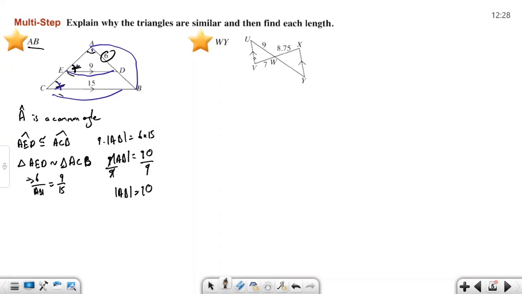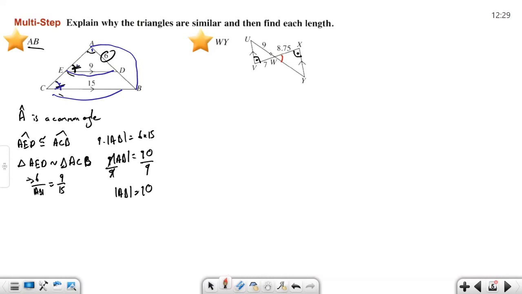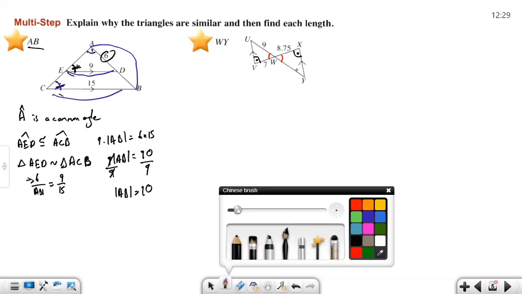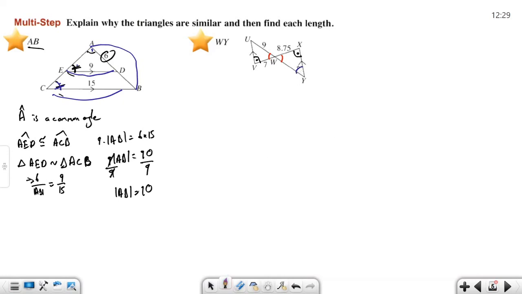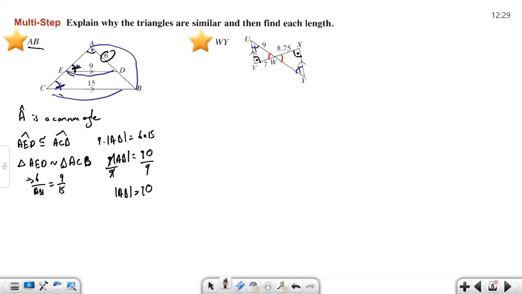Again, there are parallel lines, and as we know, on parallel lines, alternate interior angles are congruent. So these are congruent first. And I can say these are vertical angles and they are congruent. Now, of course, let's continue with another color. These angles are again congruent too. Because the angles are congruent, the triangles are similar.